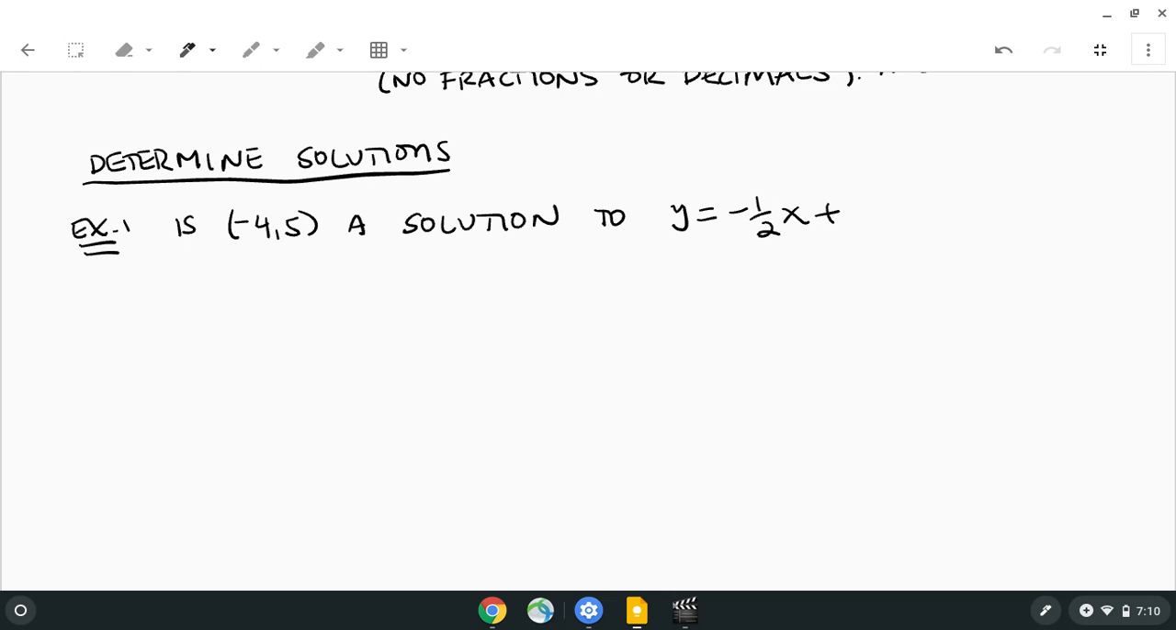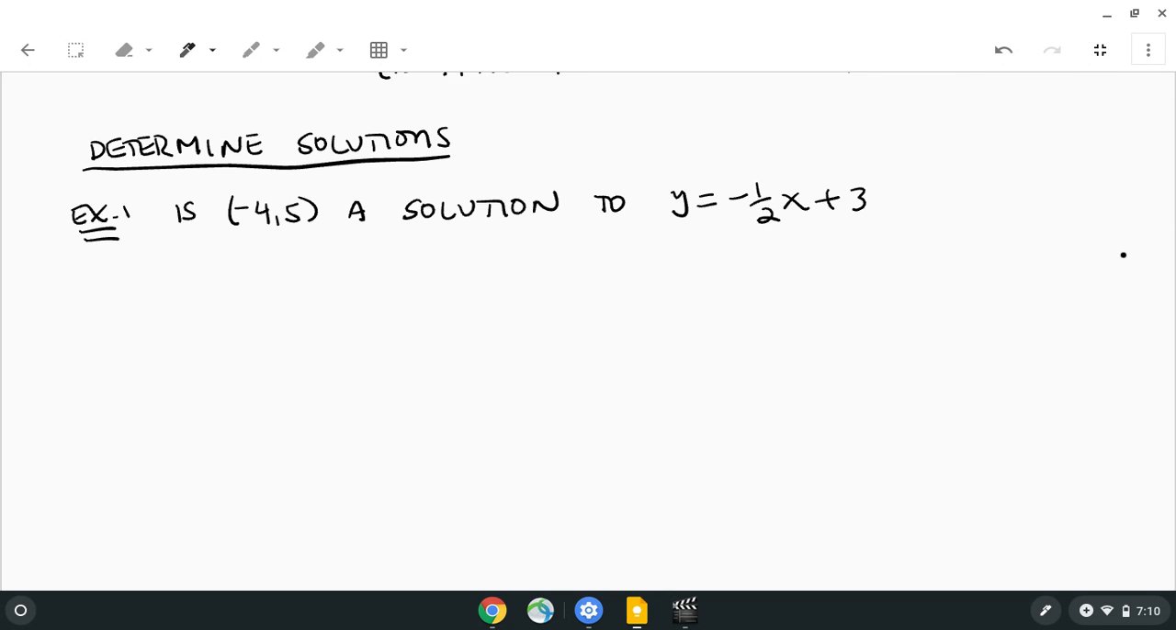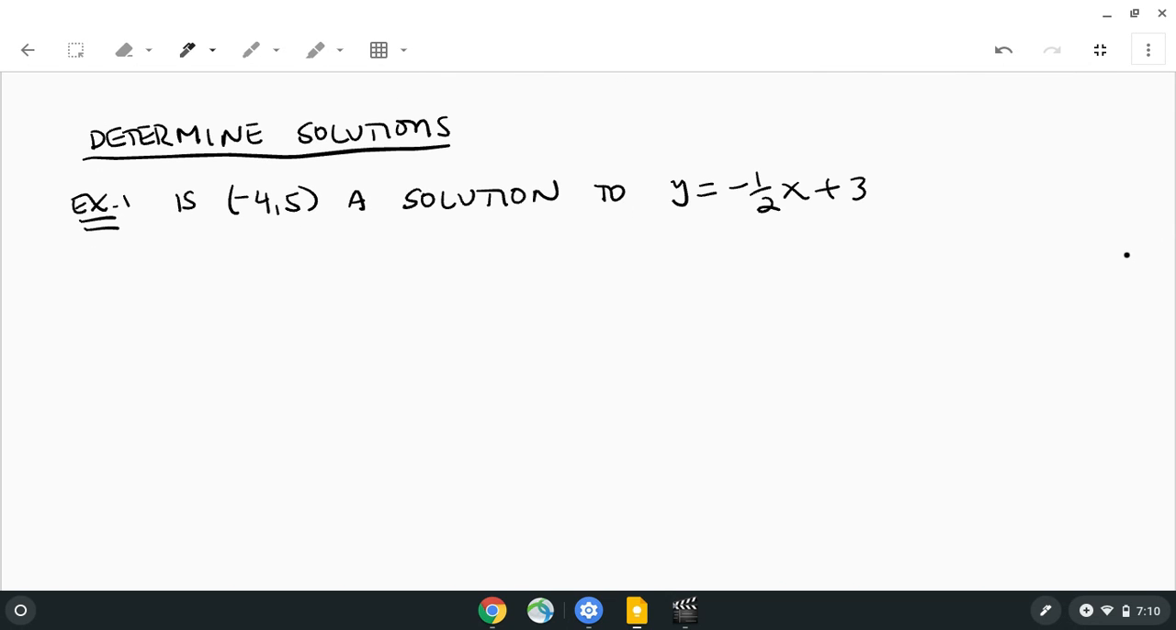The 3 is afraid. It won't show up. Come on, 3, where are you? Okay. Sorry for that pause. My cat is standing on all of my things here. Move your tail. Okay, all right.